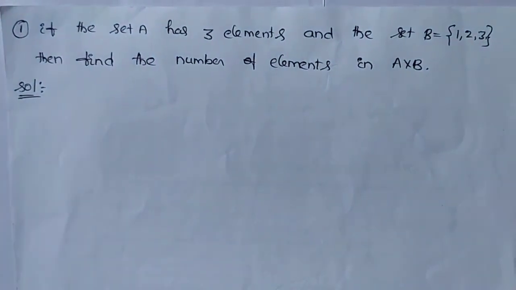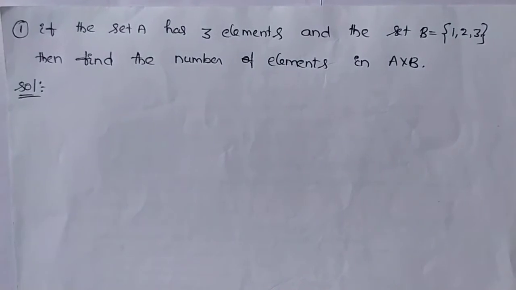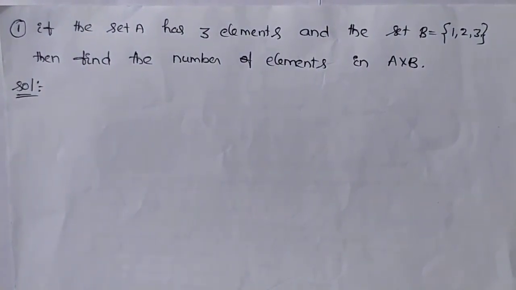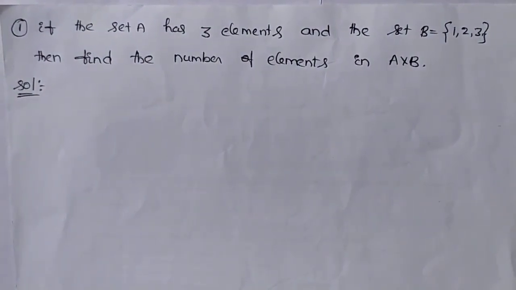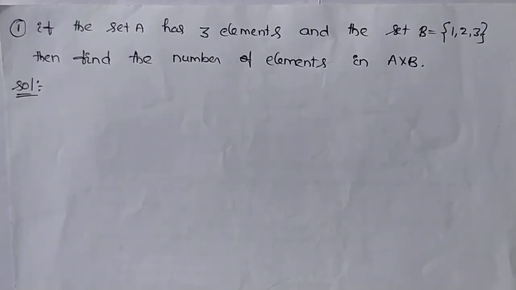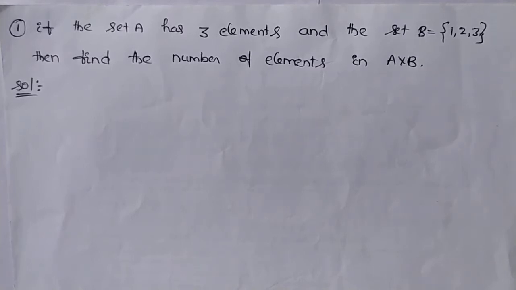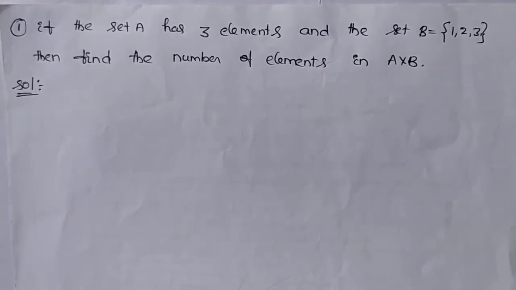In our previous class, we learned about the concept of ordered pair and the concept of Cartesian product of two sets, and also we have learned some note points related to Cartesian product. Based on the Cartesian product, we are going to solve the problems in this class.